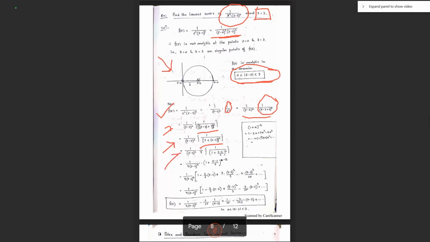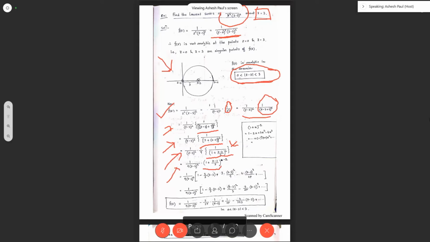Now in the next step, this step is crucial. In the previous step we got (3 + (z − 3)) whole squared. Now our job is to make the leading term unity. Here the leading term is 3, so we make the leading term unity by taking 3 common. Since 3 is taken common from a whole square, it becomes 3² = 9 outside. Finally, 1/(1 + (z − 3)/3)² is written in the inverse form as (1 + (z − 3)/3)^(−2).